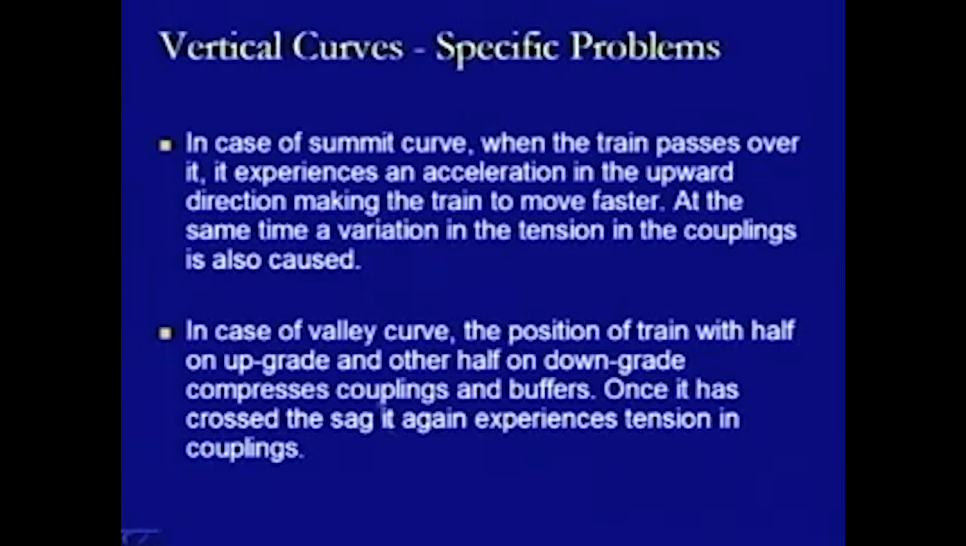the valley curves. In the case of the summit curve, it is totally a problem of tension in the couplings, because acceleration in the upward direction only helps in making the movement smoother, whereas in the case of the sag curves both things are there. There is a bunching that is causing compression on the buffers, and there is tension in the couplings.